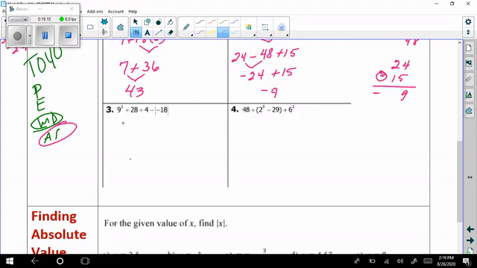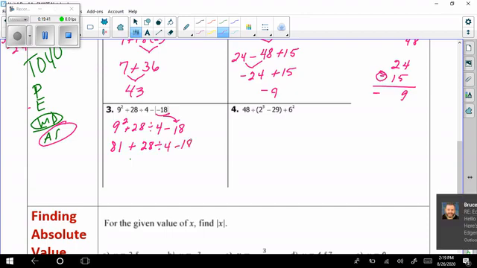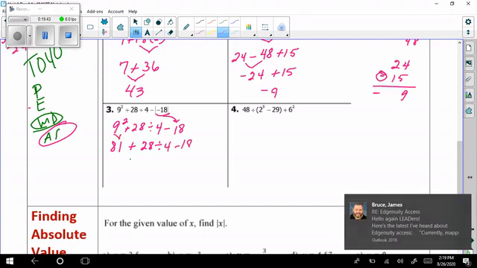So it's 18. So we're going to have 9 squared plus 28 divided by 4 minus the absolute value of negative 18, which is just 18. But it has a negative out front of that, so keep it. Now come back and do exponents. So this is 81 plus 28 divided by 4 minus 18. So I'm doing that one next.